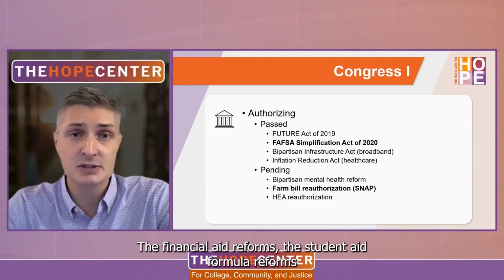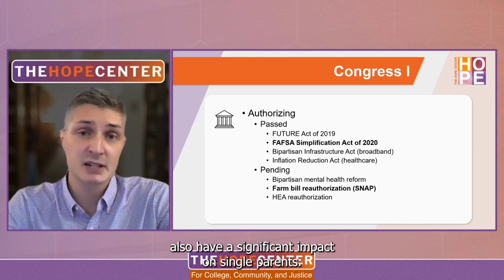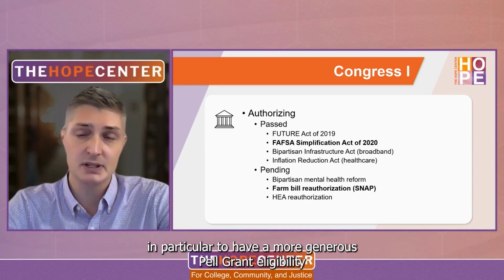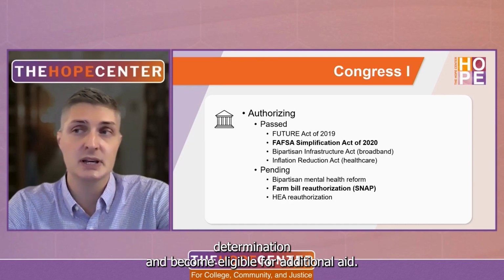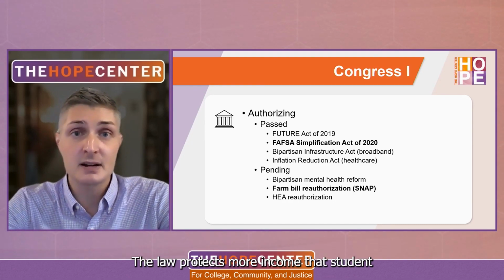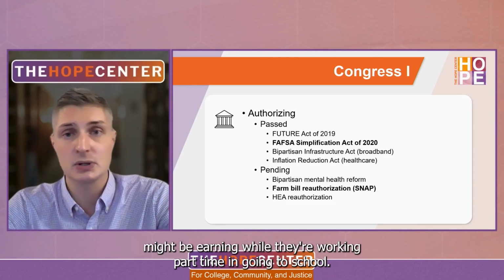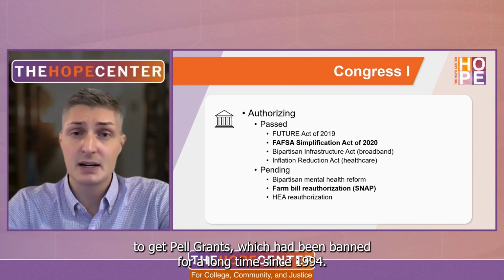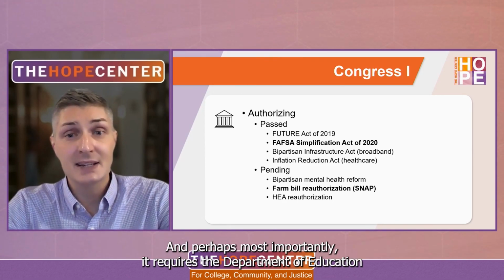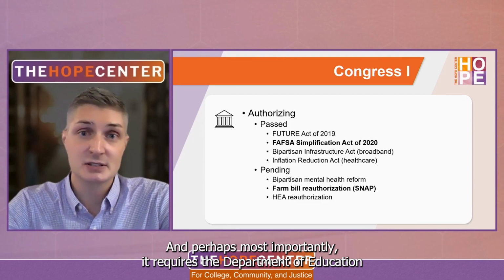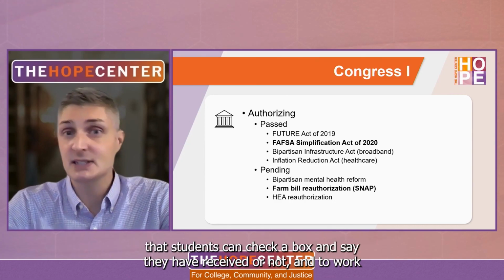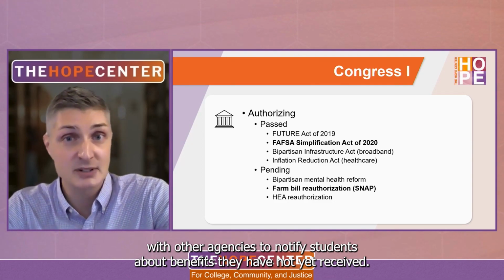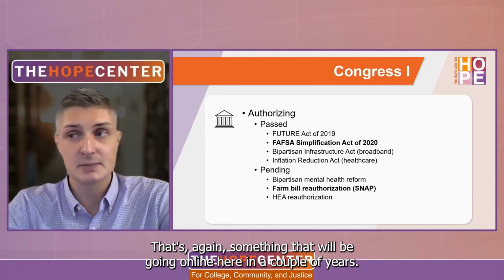The financial aid reforms, the student aid formula reforms, also have a significant impact on single parents. There's a new formula that will allow single parents in particular to have a more generous Pell Grant eligibility determination and become eligible for additional aid. The law protects more income that a student might be earning while they're working part-time and going to school. It reinstated eligibility for incarcerated students to be able to get Pell Grants, which had been banned for a long time, since 1994. And perhaps most importantly, it requires the Department of Education to include a range of public benefits on the FAFSA that students can check a box and say they have received or not, and to work with other agencies to notify students about benefits they have not yet received. That's, again, something that will be going online here in a couple of years.